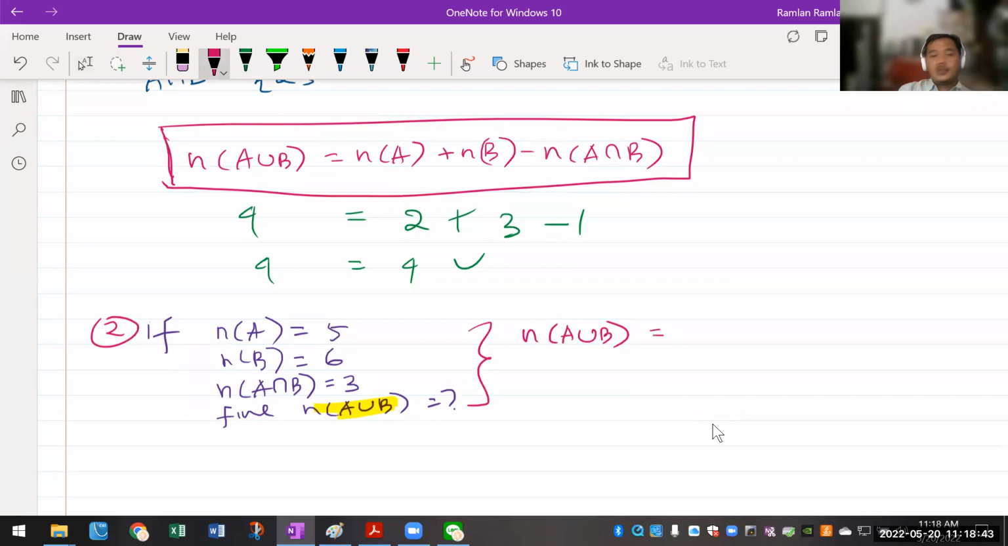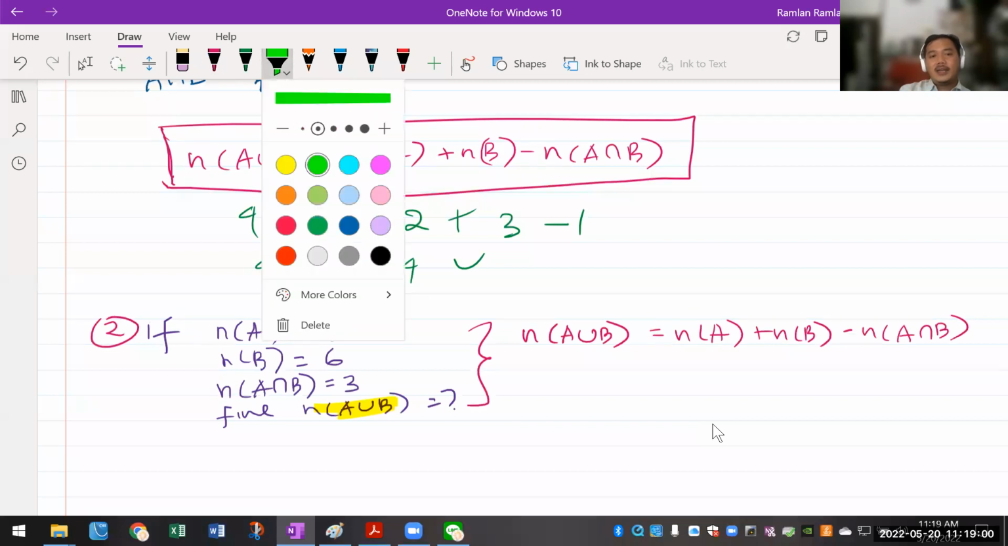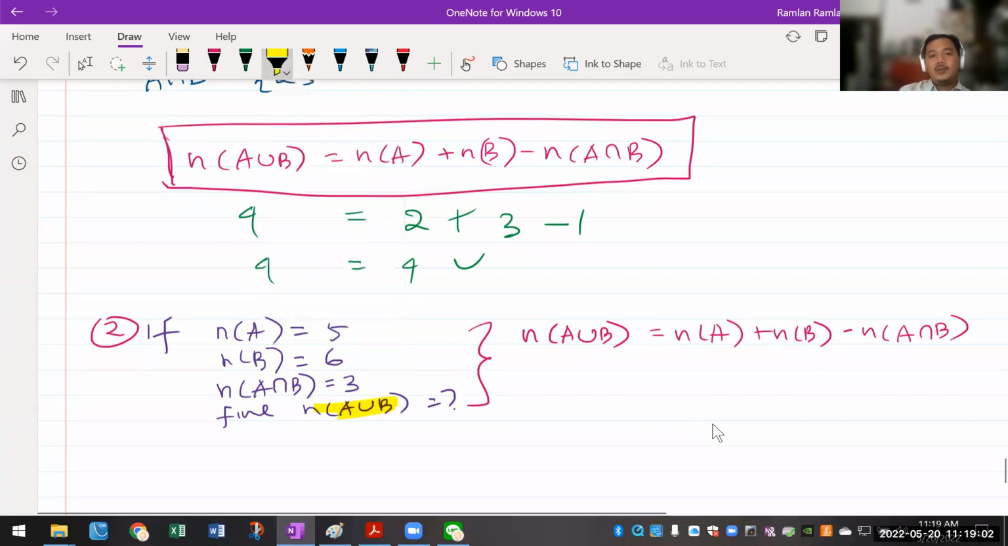So the formula is that: N(A union B) equals NA plus NB minus N(A intersection B). You only need to input all of the numbers from the question, right? The information is there. The first one is N(A union B), the one that's being asked. We don't know that yet, so just leave it like that.